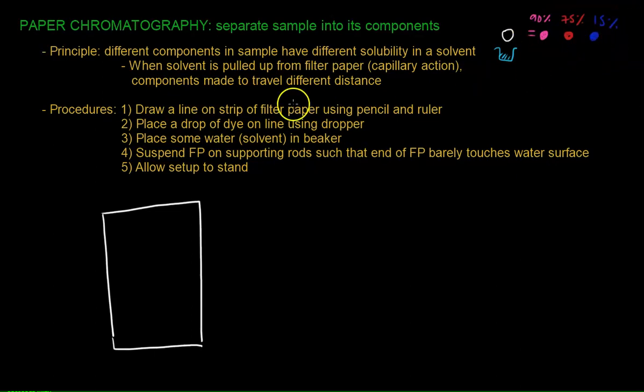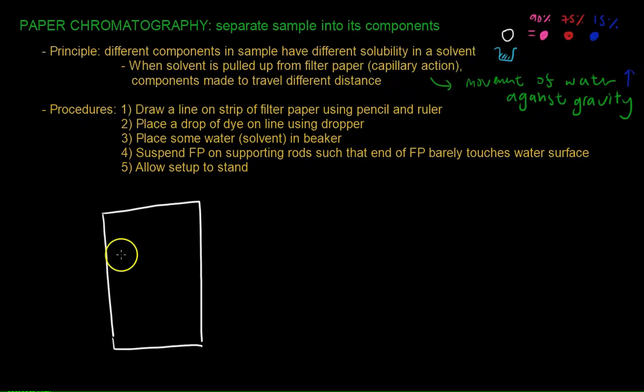The idea is that when solvent is pulled up from the filter paper via capillary reaction, components are made to travel different distances. We will draw it out later and you will see what it means. Maybe I'll just explain what a capillary reaction is. Capillary reaction is really just a movement of water against gravity. This is a bit counterintuitive, because how can water go against gravity? But because the tube it is traveling in is so small, it's able to move up. You don't have to know this in detail. Just know that it's capillary reaction.